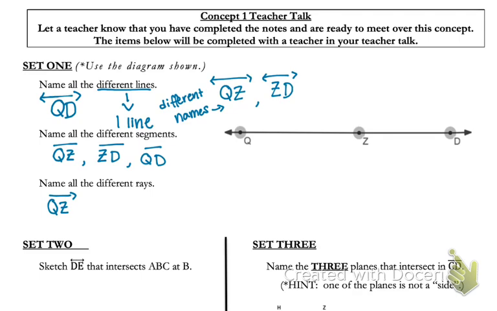The next possible ray would be ray ZQ. Starting at point Z and going towards Q, which I know is to the left, but again, our notation is still to the right because we're starting at Z and going towards Q. Ray ZD starts at Z, goes towards D, and our final ray would be ray DQ. Again, ray DQ could also be called ray DZ. It's starting at the same point and going in the same direction.